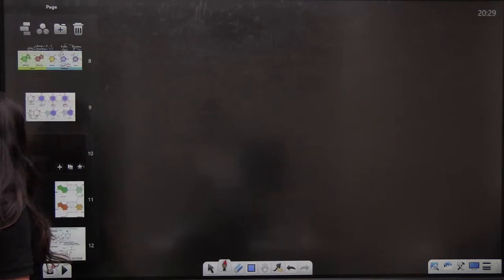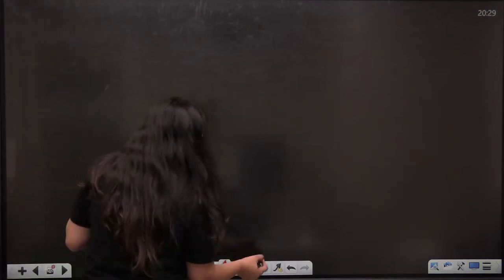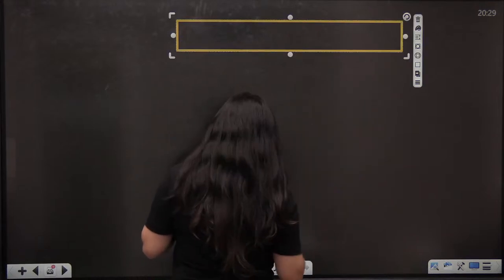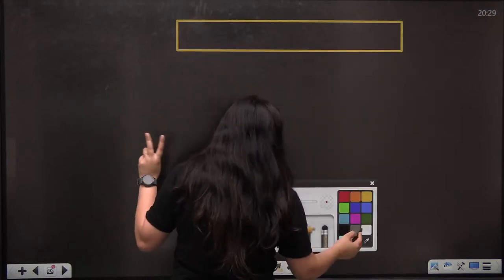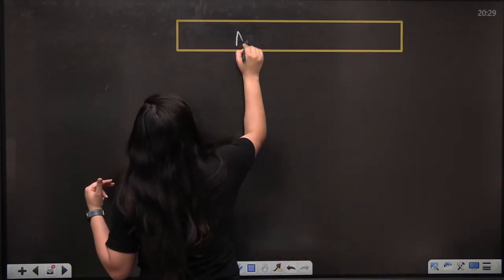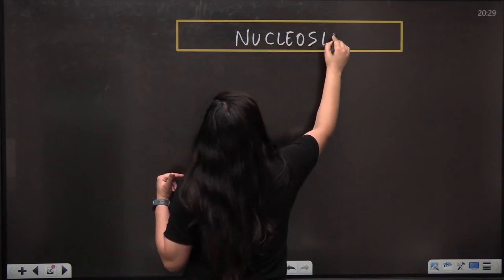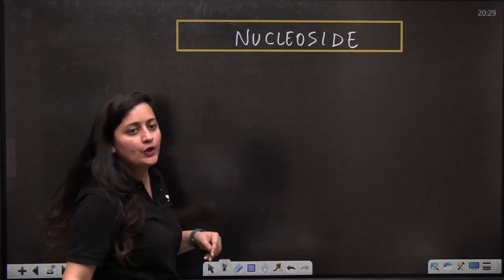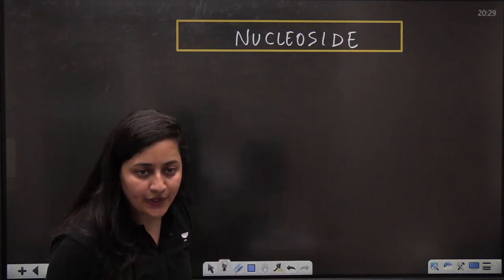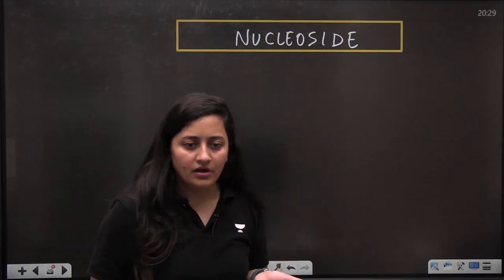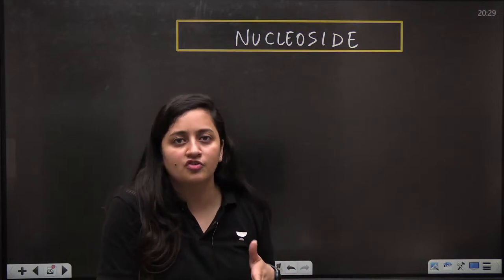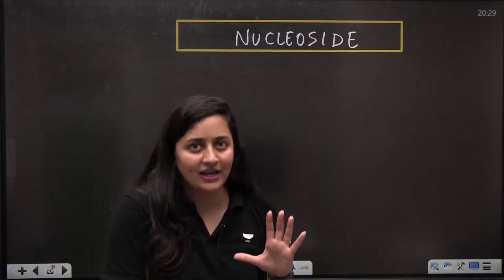So we are done with the purine and pyrimidine part. Now the next thing that you people need to understand is nucleoside. It is not important to remember the structure, but the structure is given in your NCERT.